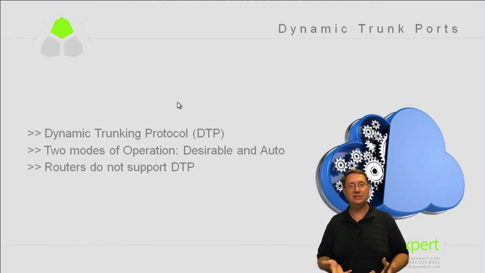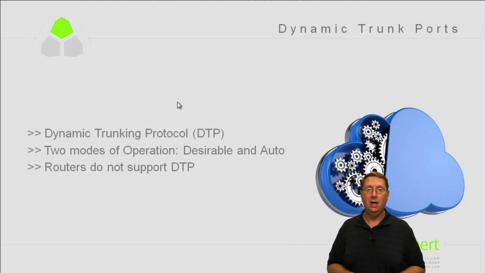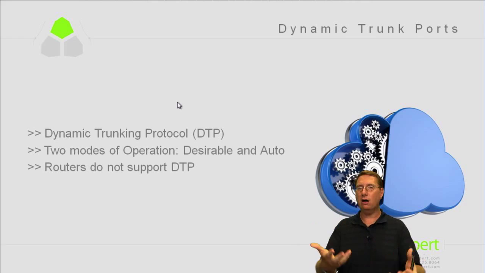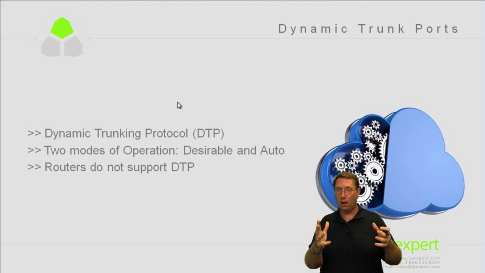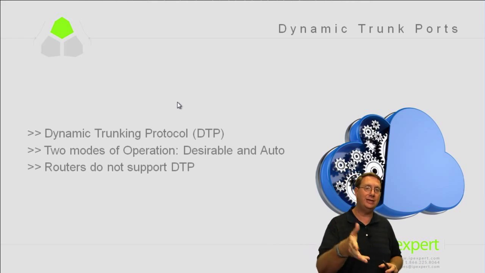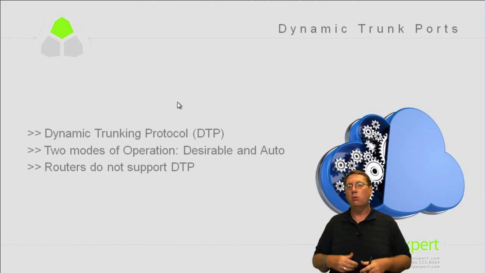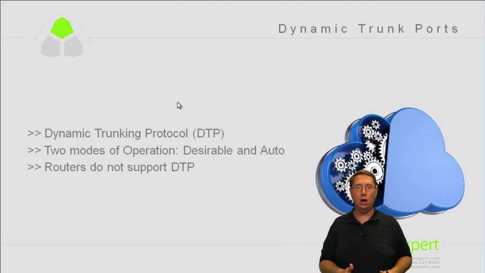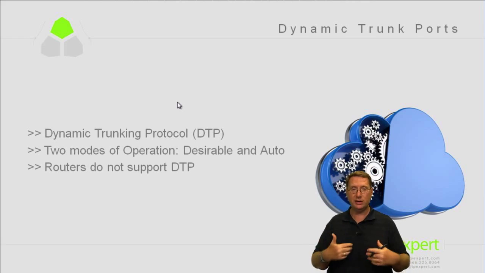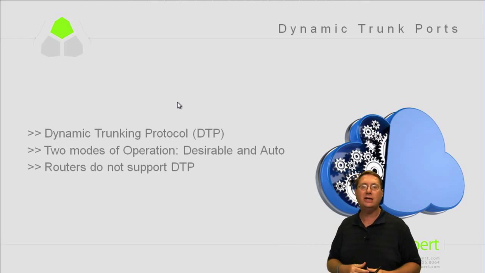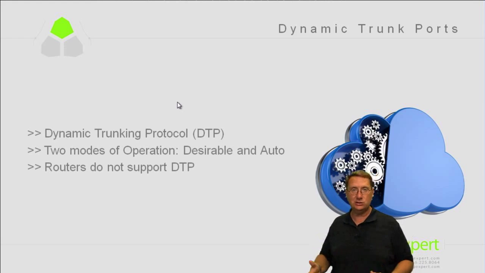Well, the idea is the same in the context of DTP. The desirable mode is going to be the gregarious, outgoing method. It's going to say, okay, I want to negotiate a trunk, let's do it now, and I'll start. So it's going to be the first person to put the hand out. We also have to recognize that auto is a passive method. It wants to negotiate, so if someone comes up, initiates the conversation and tries to form the trunk link, then it's going to allow that to happen.